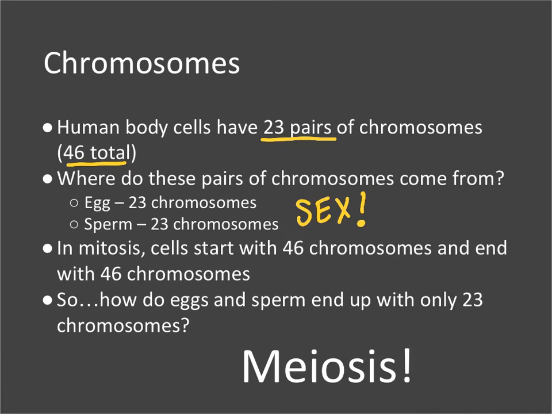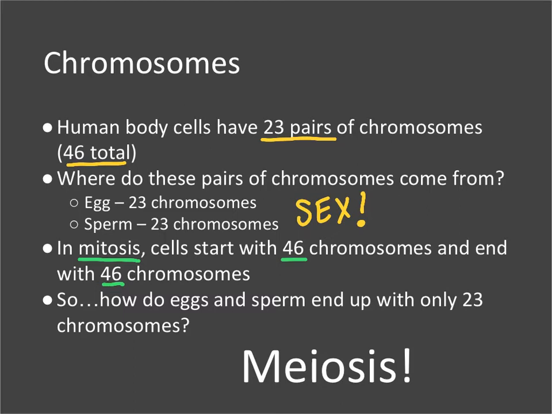So in mitosis, remember mitosis was the cell division that we talked about in a previous lesson. In mitosis, the cells start with 46 chromosomes and they end with 46 chromosomes. So remember that the daughter cells in mitosis are identical to the parent cell. Whatever the parent cell starts out with, the DNA gets an exact copy, and then the daughter cells end up with a full set of DNA.